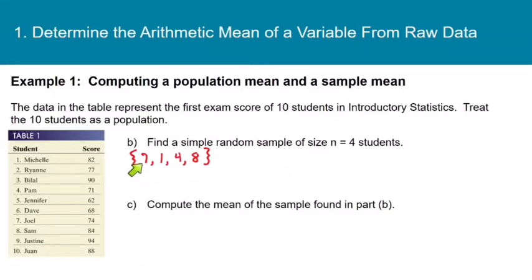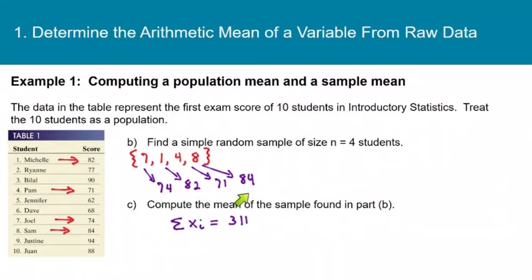Now this is giving us number 7, number 1, number 4, and number 8. So that would be Joel's score, Michelle's score, Pam's, and Sam's scores. So 74, 82, 71, and 84. And now in part C it says compute the mean of the sample.